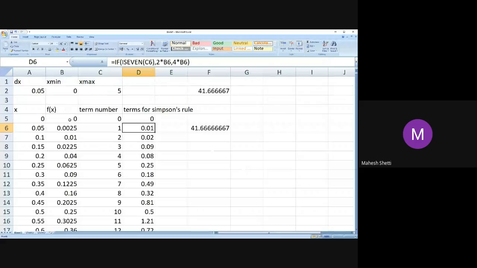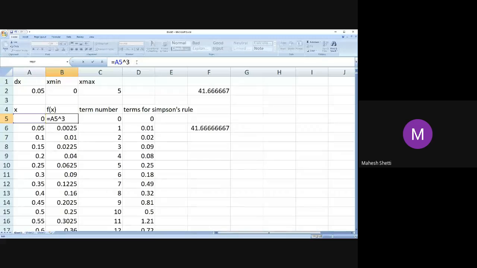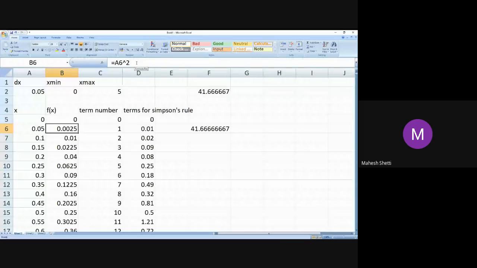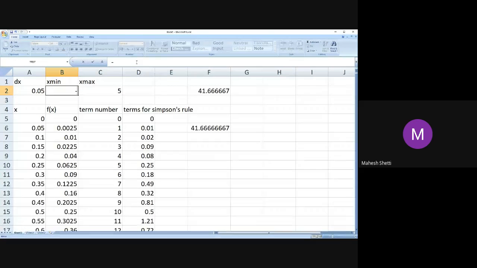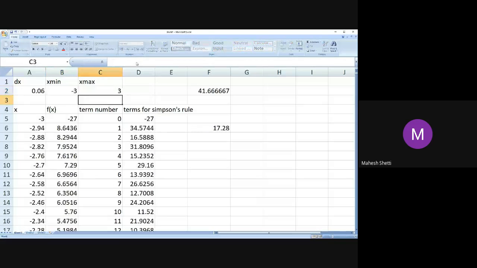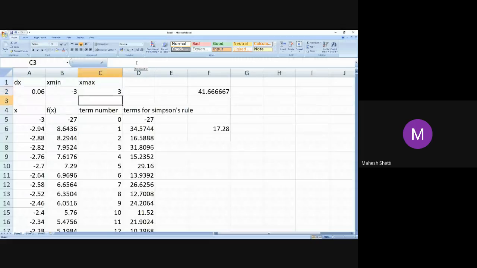Okay, let us quickly check for other functions. This was for x square. Let me go for x cube. Let me take some easy interval that you can quickly calculate, say -3 to +3. What do you expect, -3 to +3? X cube function, area under the curve.